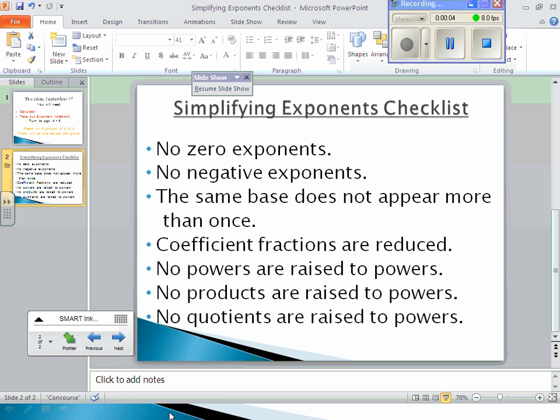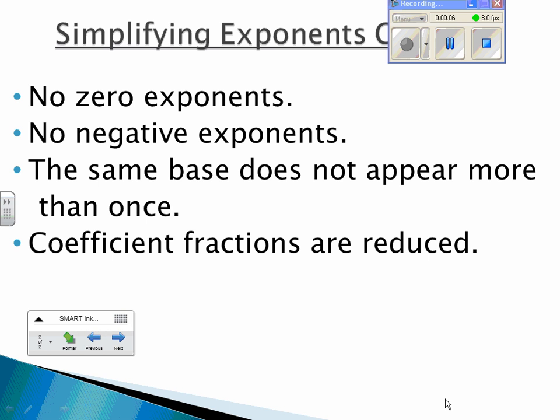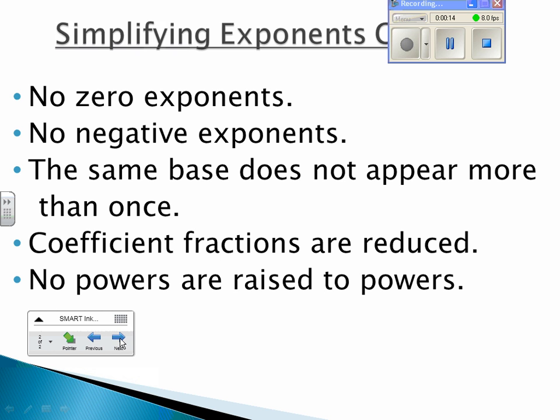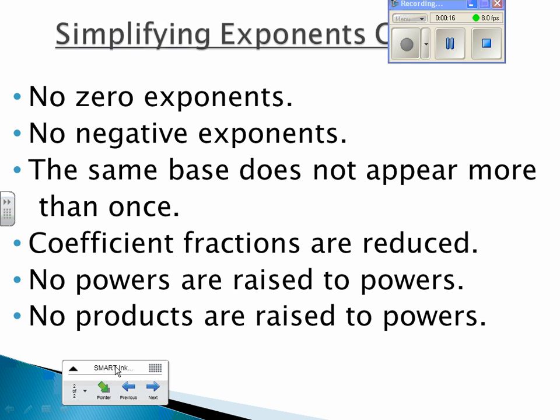Day 3. If you would turn to page 1 of your exponent notebook, you already have these 4 criteria written down. If you would write down these 2 new criteria: no power to raise to powers and no product to raise to powers. Remember that I will move fairly fast throughout the video. At any point in time, if you need to stop or pause, you can do so.